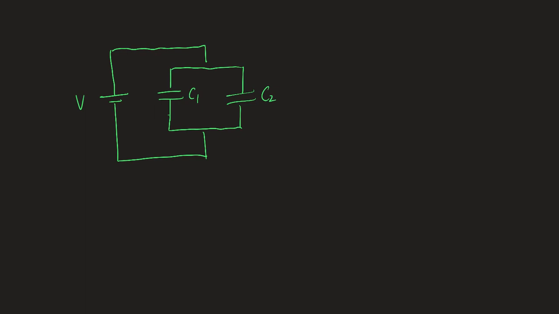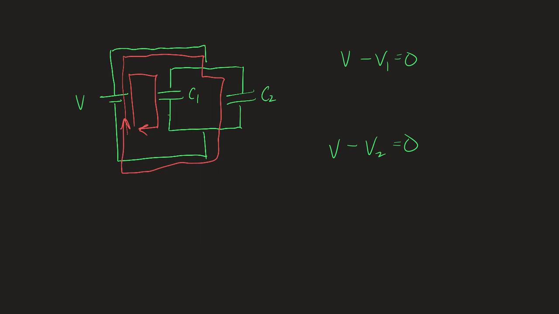Can you use the things I've just told you to attempt to apply Kirchhoff's law to this circuit? You have 2 relationships, something like V minus V1 equals 0 and V minus V2 equals 0. I see 2 possible loops through the circuit. Actually, there are 3. But 2 make sense to me. There is this loop through the circuit, and there's also that loop through the circuit.